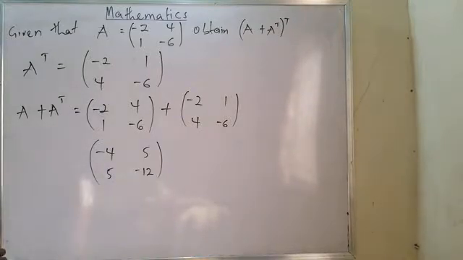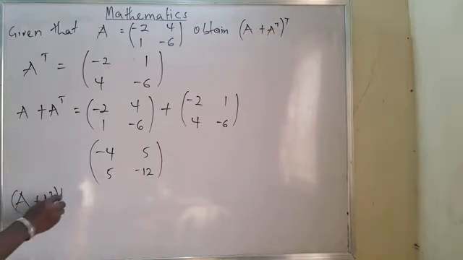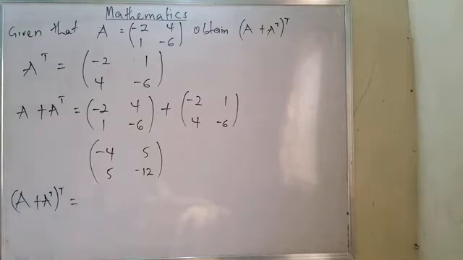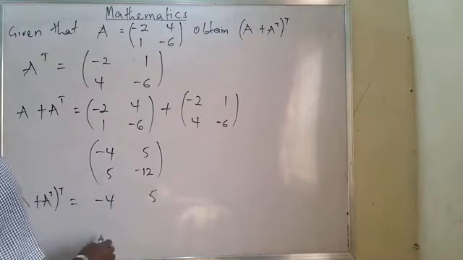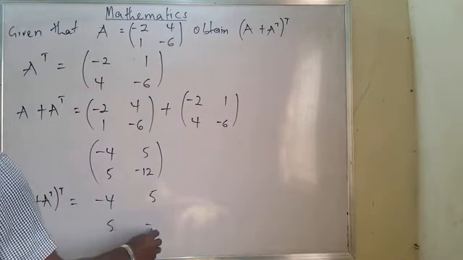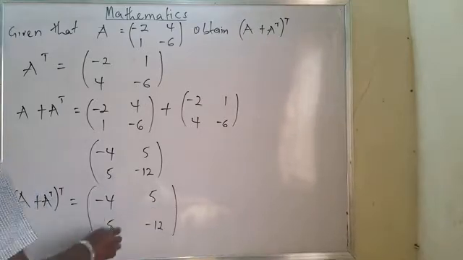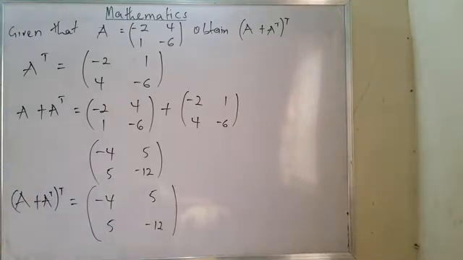Since it's A plus A transpose, all transposed, it means I will transpose the answer I have gotten already. It will now be [-4, 5; 5, -12]. That is all about that. Now, that is what I mean by transpose. The rows change to columns.